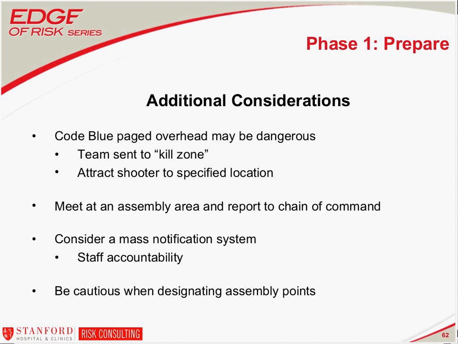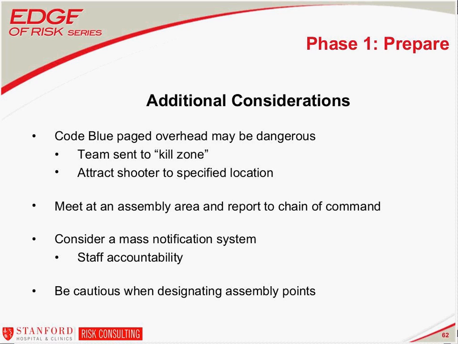Hospital staff may have to reconsider overhead paging a code blue during an active shooter event, which could potentially send medical personnel into the kill zone or attract the active shooter to a specified location. Employees should be educated to meet at an assembly area where they report to their chain of command once they are evacuated. Accountability of evacuated employees poses a great challenge. Many people will flee the scene, but one can expect patients and visitors to look to staff members for leadership.